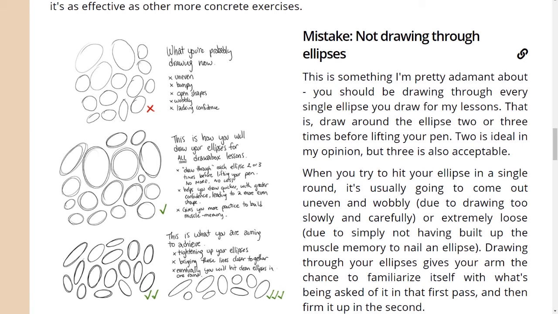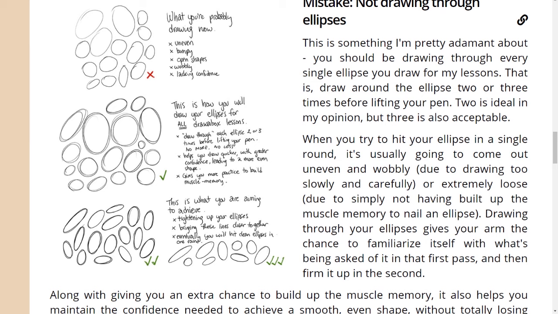When you try to hit your ellipse in a single round, it's usually going to come out uneven and wobbly due to drawing too slowly and carefully, or extremely loose due to simply not having built up the muscle memory to nail an ellipse. Drawing through your ellipse gives your arm the chance to familiarize itself with what's being asked of it in that first pass and then firm it up in the second.